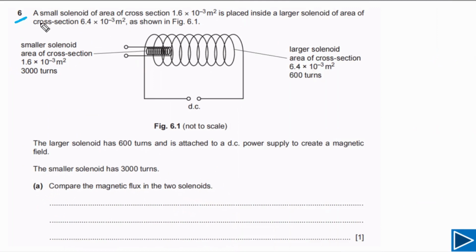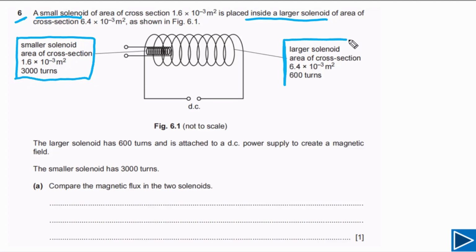For question number 6, we are given that a smaller solenoid is placed inside a larger solenoid. The cross-sectional area and number of turns of the smaller solenoid are given, and also the cross-sectional area and number of turns of the larger solenoid. So this information is given to us.